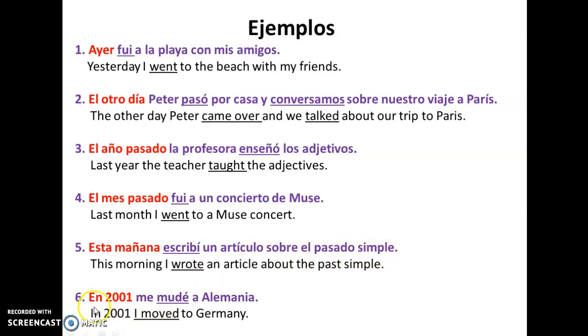And the last one, another reference. We are in 2020, right? So this happened 19 years ago or something in this example. En 2001 me mudé a Alemania. So in this example, this person moved to Germany in 2001.